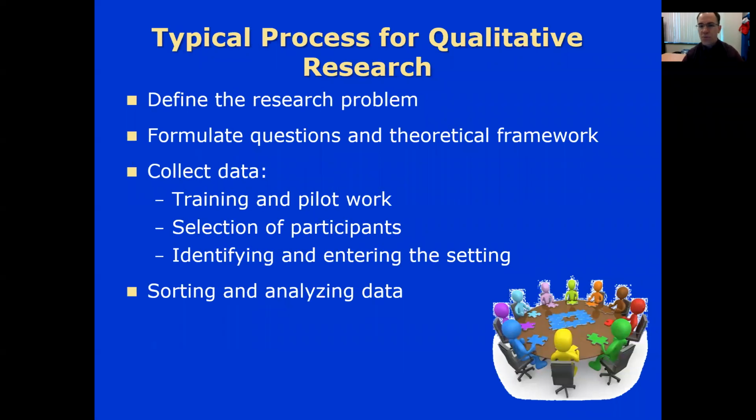So there's a typical process for qualitative research. And the first is the investigator needs to define the research problem. Similar to quantitative data, it could be through observation or it could be through simple trial and error. But there needs to be a way for the investigator to define the research problem.